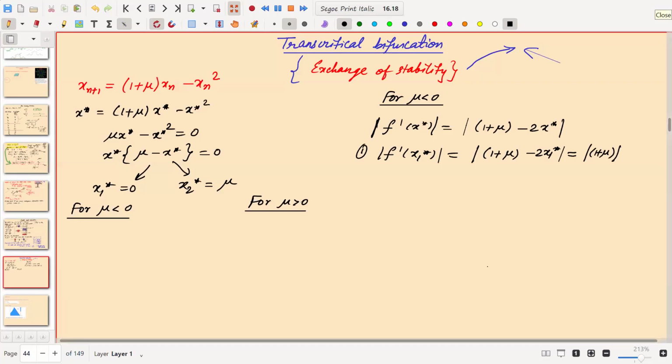0, right? And this will always be greater than 1. 1 plus mu will always be greater than 1, right? So x1 star is unstable.